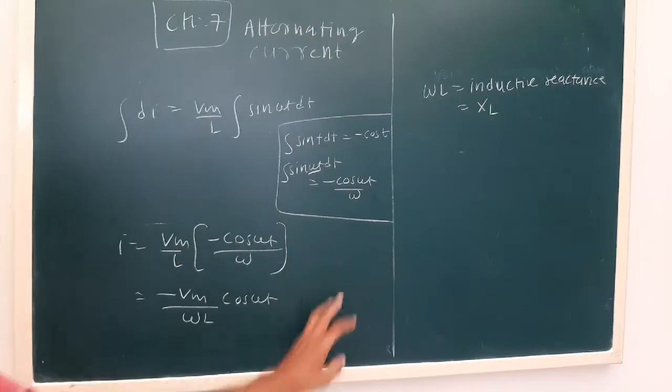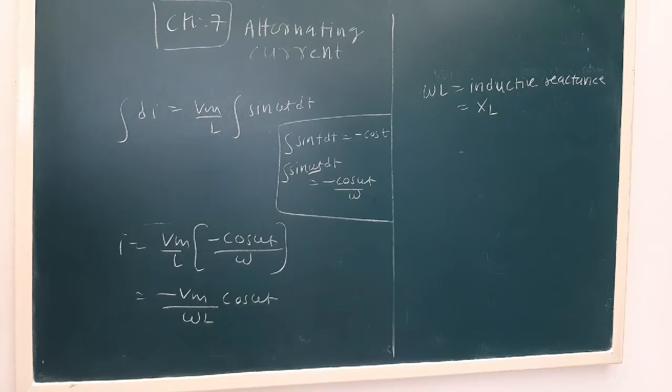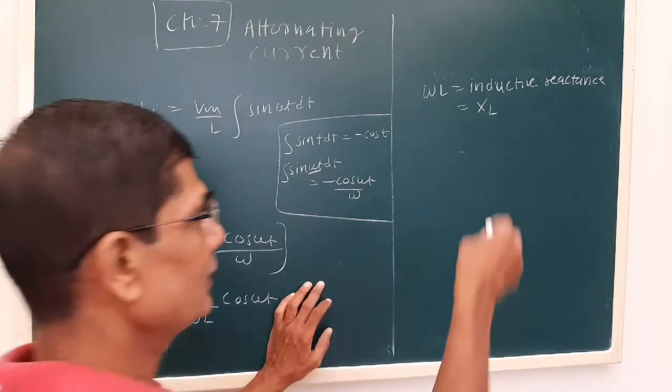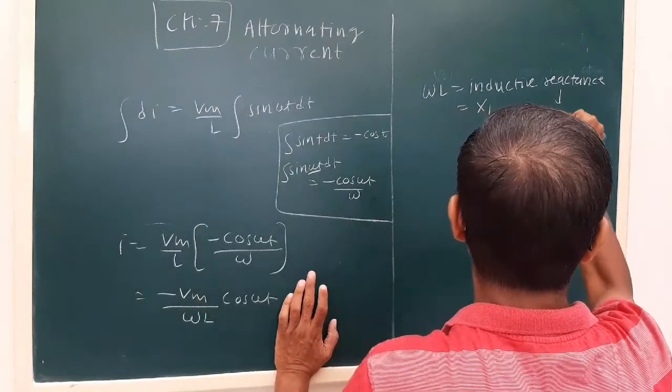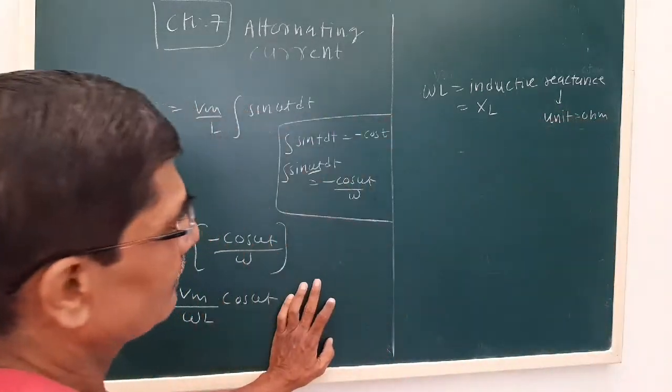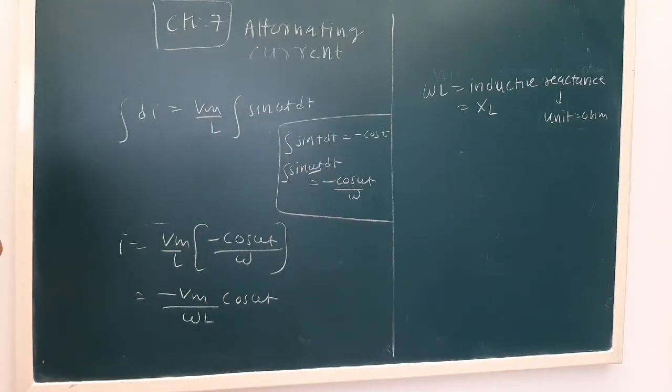That is denoted as XL also. Now XL, or omega L, is the inductive reactance. The unit of reactance is also ohm, so it will have the same dimension as the resistance. That we have to keep in mind.